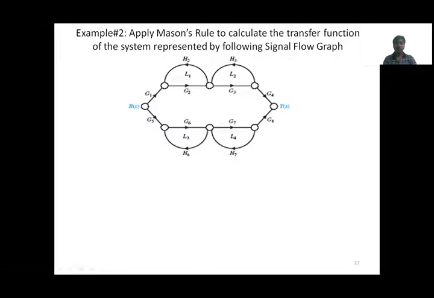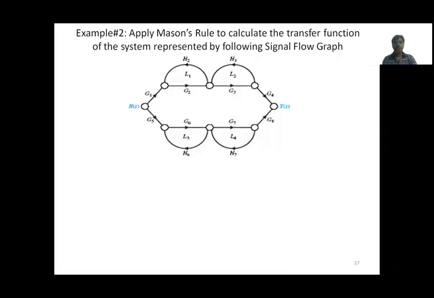In this example, the signal flow graph is directly given, and what we are going to do is derive the transfer function of this system, that is Y(s) by R(s) ratio. We are going to find it using Mason's gain formula.